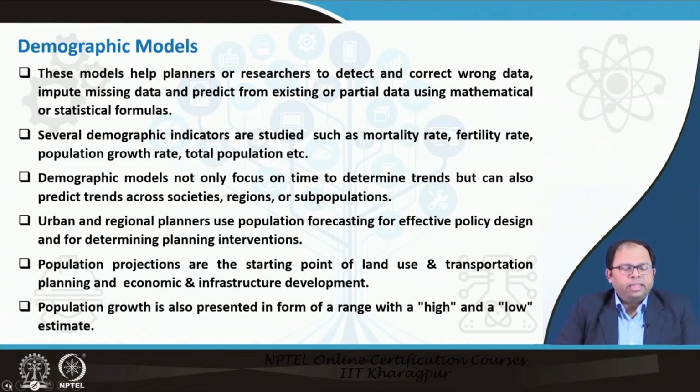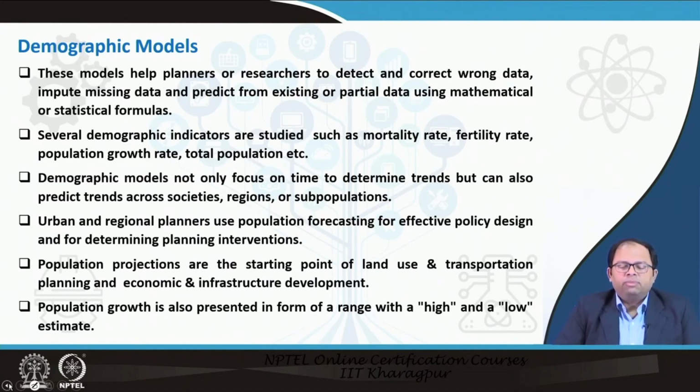In these models, several indicators are studied, such as mortality rate, fertility rate, population growth rate, total population, and so on. So, when we are talking about demographic models, it not only covers the total population, it covers all the different components as well, like the mortality rate of the population, the fertility rate, how it increases over time, and so on.